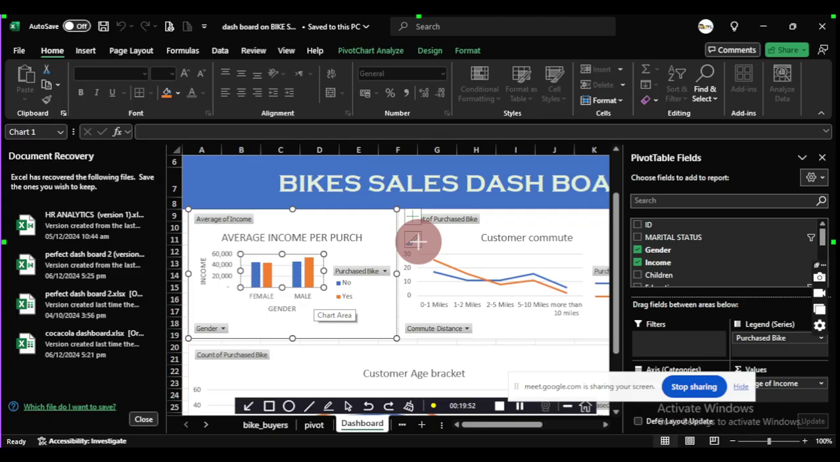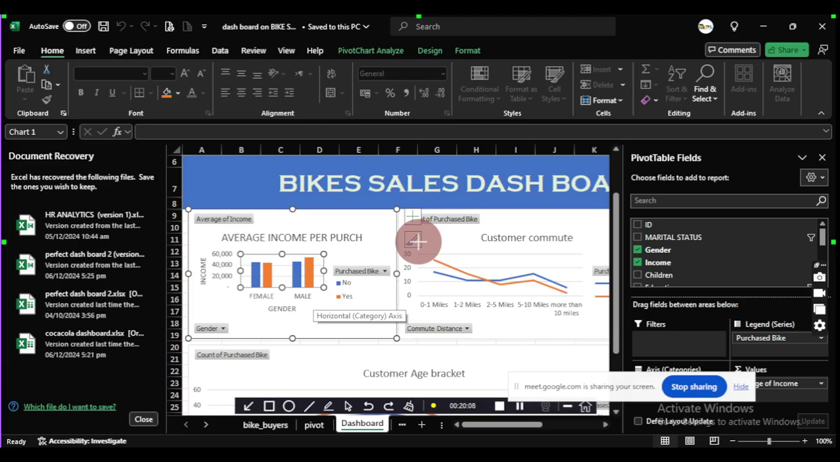The male first. I'm talking of this one, showing the income of both male and female that purchase bike and those that do not purchase bike. I'm not asking you who has more income between those that purchase and those that do not.